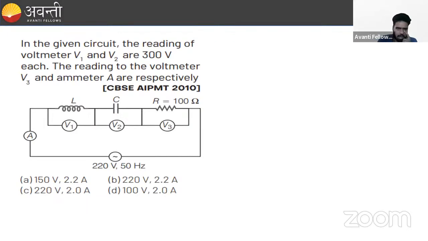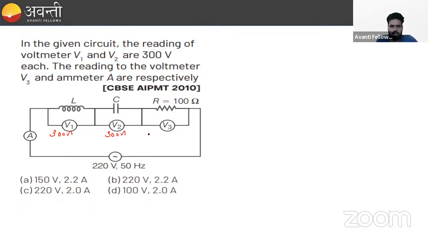What is given in this diagram? A series LCR circuit is given, right? Here the voltage across L, C and R is given. What is the voltage given? V1 and V2 each have a reading of 300 volt. So we can say V1, the voltage across the inductor, is 300 volt, and V2 is also 300 volt. Correct. So we have to find the reading of voltmeter V3.